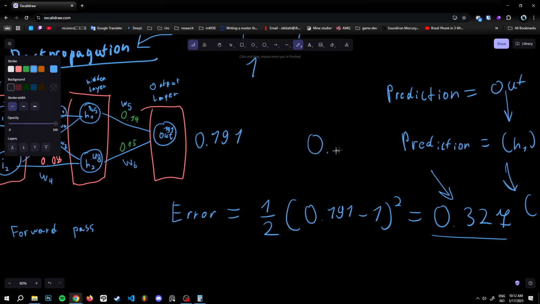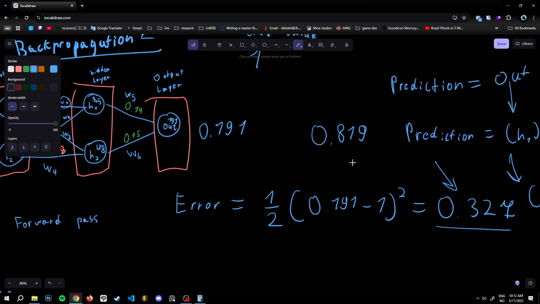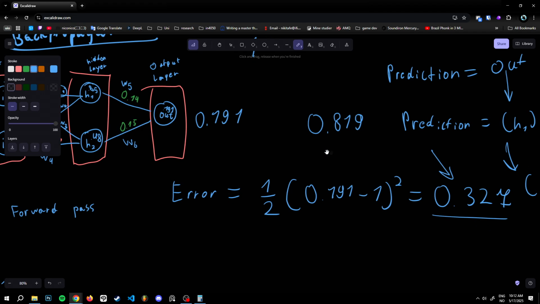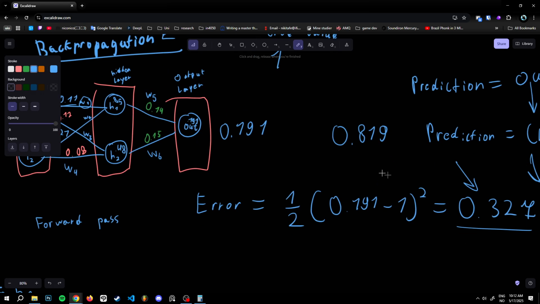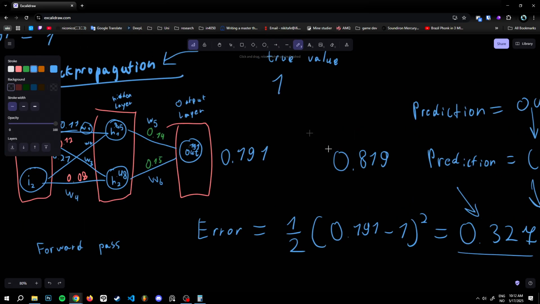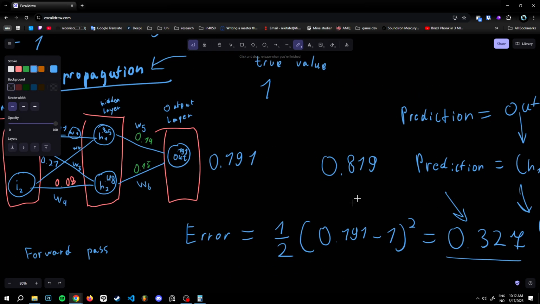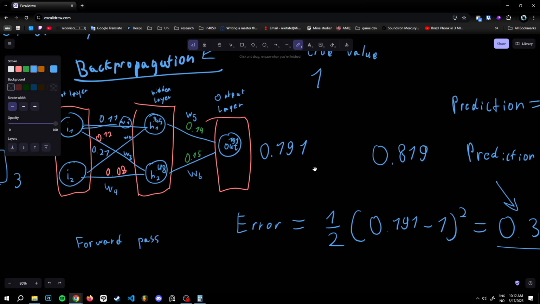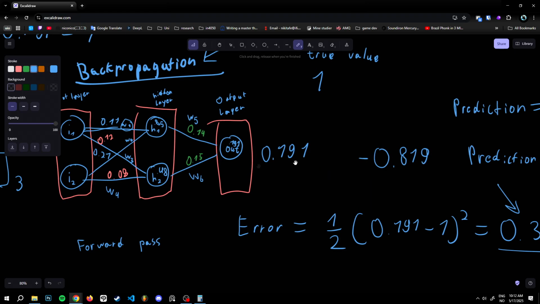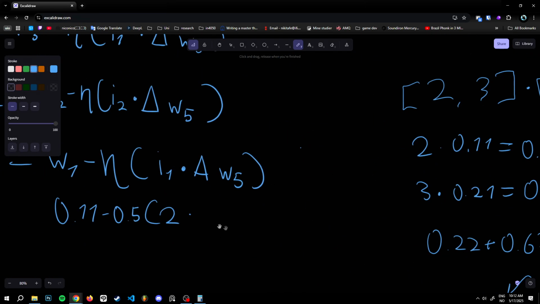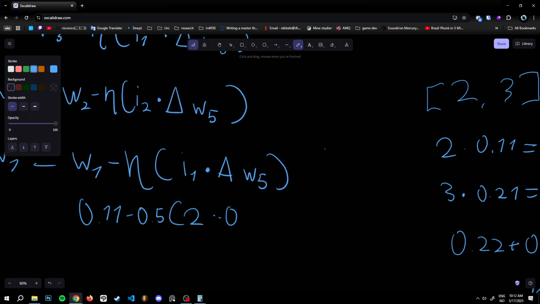Oh my god, 0.819. Is that correct? Right? Oh my god. Yeah, I'm sorry guys, I feel like I've been explaining this for too long, but this is what you get from doing this. Oh yeah, it's also a minus, so it's negative.